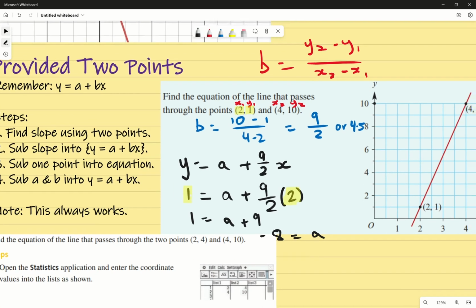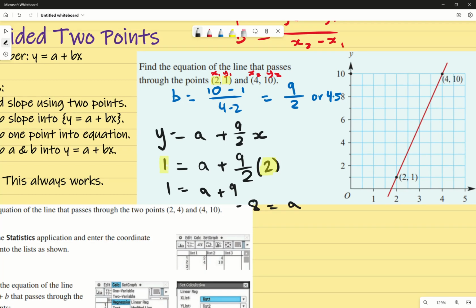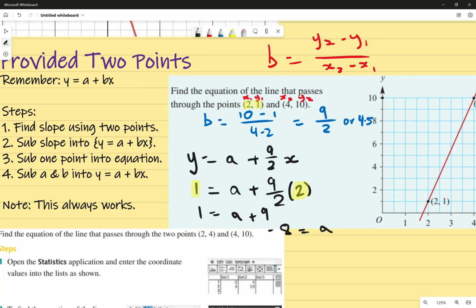Now, if I look at my graph, does it make sense for my y-intercept to be about negative 8? Yeah, that makes sense. If you end up with something like positive 7, obviously you know you've done something wrong. So negative 8, done. Have you finished all the steps? Have you defined the equation? No, what else do I have to do? Thank you very much. I have to put it back into the equation.